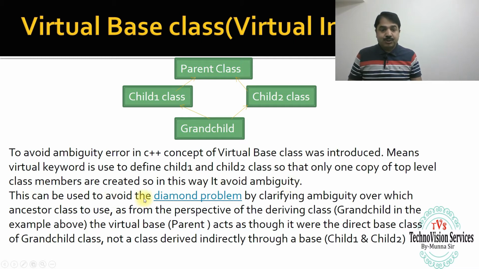This can be used to avoid the diamond problem or DDD problem by clarifying ambiguity over which ancestor to use, from the perspective of the derived class, the grandchild class in the above example. The virtual base class or parent class acts as though it was the direct base class of grandchild, not a class derived indirectly through child 1 and child 2.